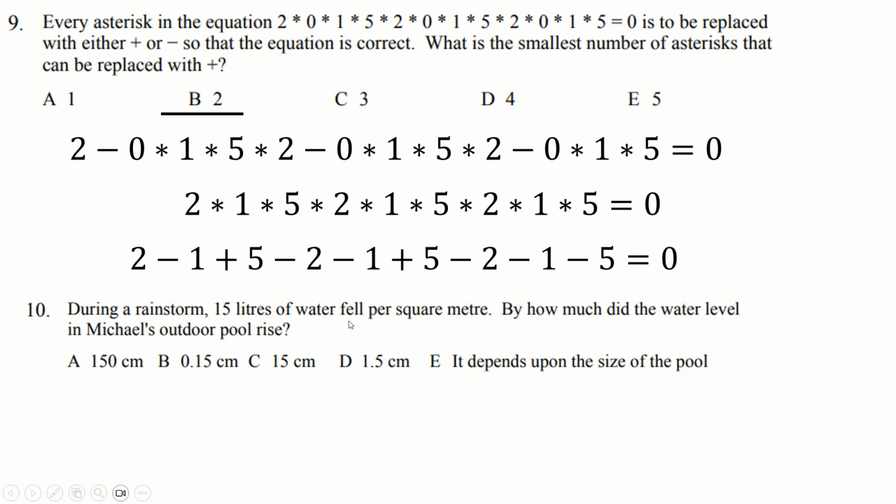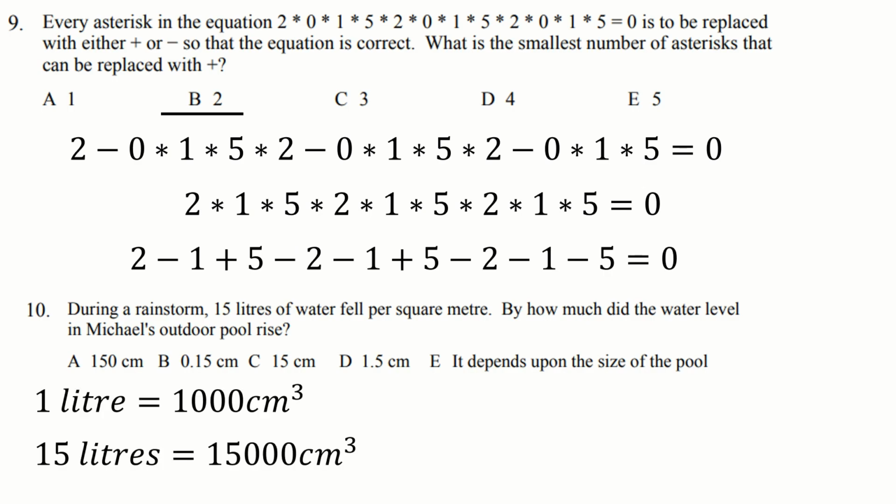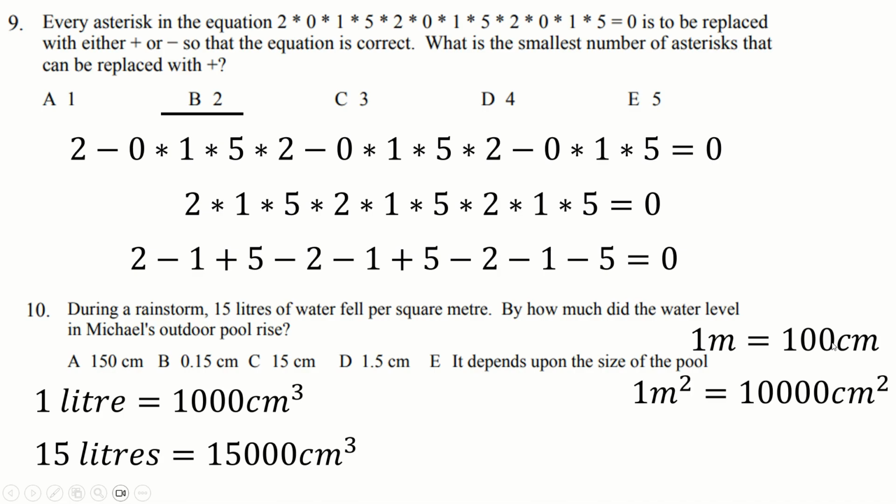15 litres of water fell per square metre. Now, first thing to say is that a litre is 1,000 centimetres cubed. So 15 litres is obviously 15,000. Now, a square metre is, well, 1 metre is 100 centimetres. So if you square both sides, you get 1 metre squared is 10,000 centimetres squared, with 4 zeros, I guess, just squaring both sides.